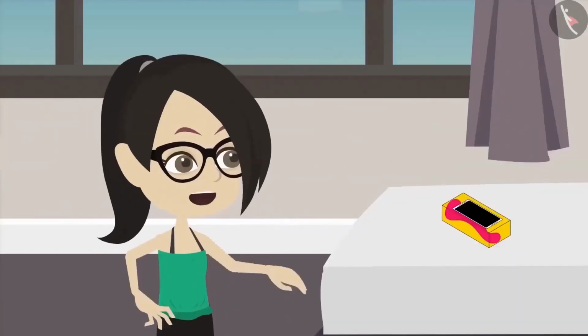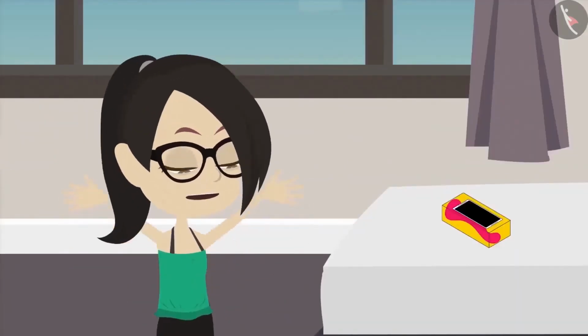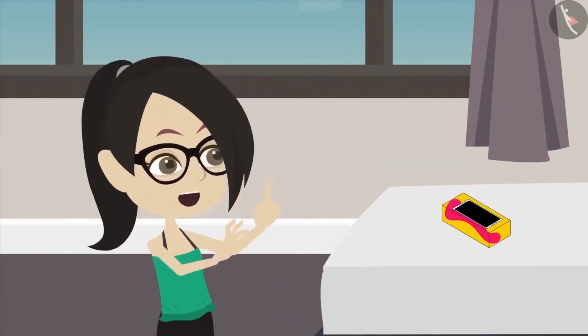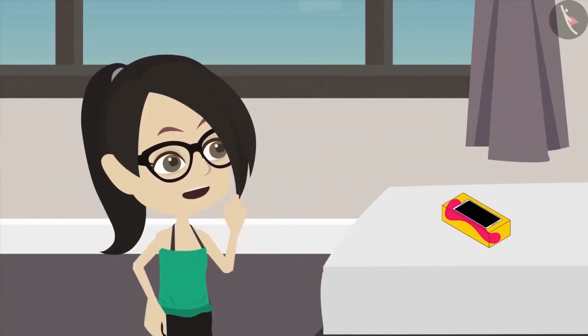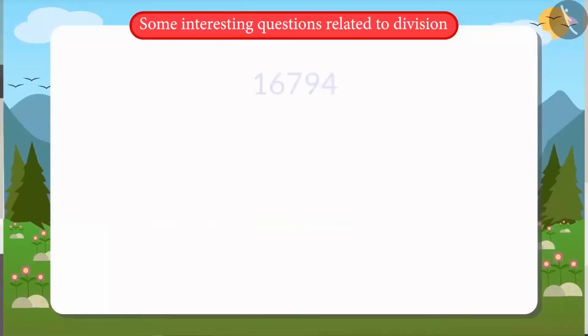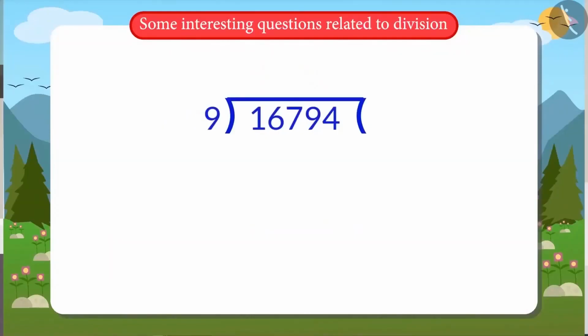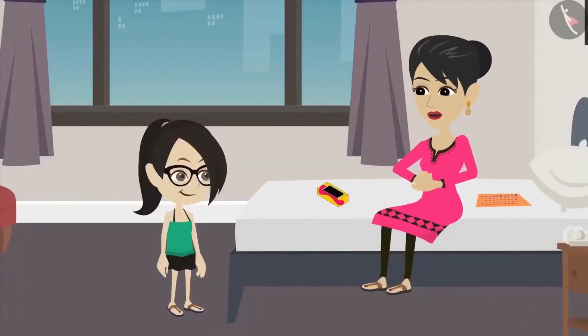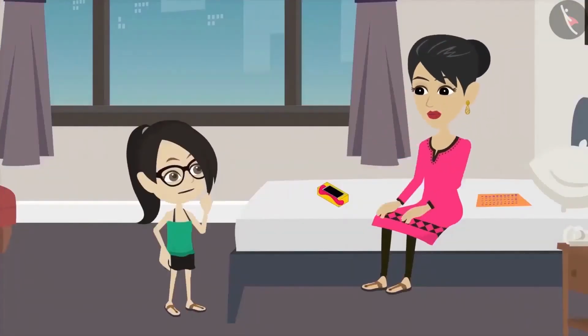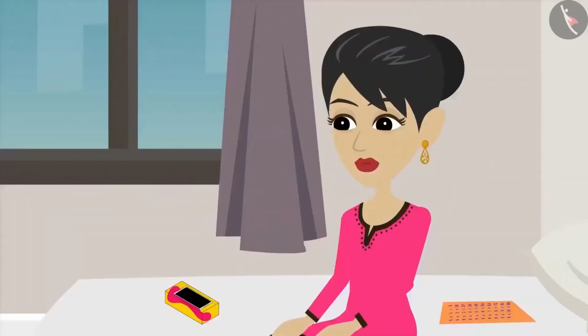It means you have to give 16,794 rupees in 9 months, right? This means to find out how much money to pay every month, you have to divide 16,794 by 9. Perfect, Vandana. I can easily tell you the answer to this, Mom.